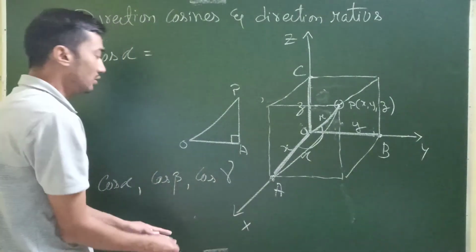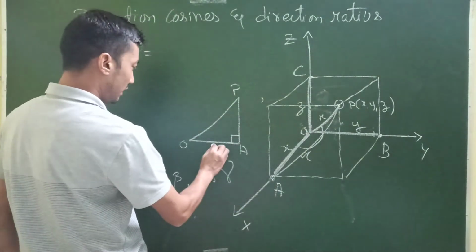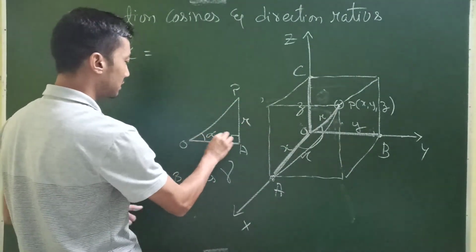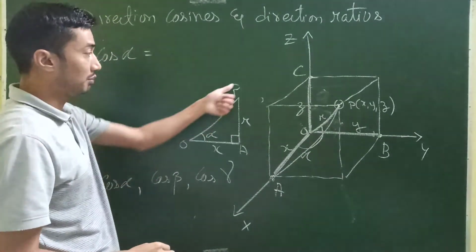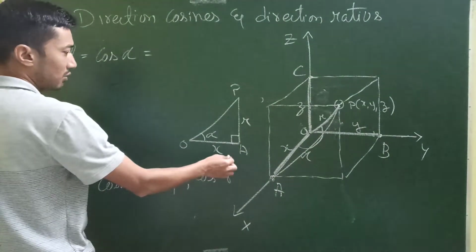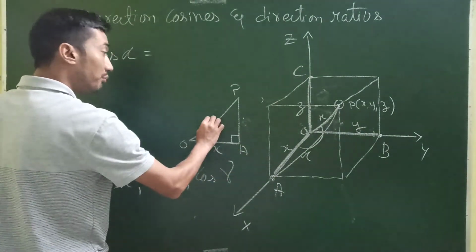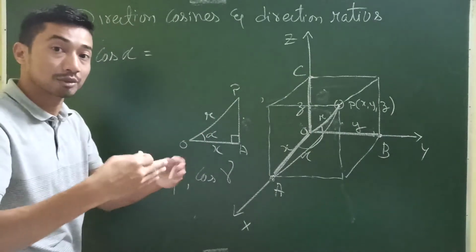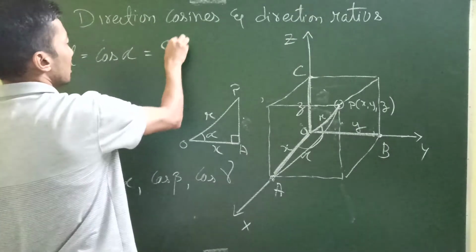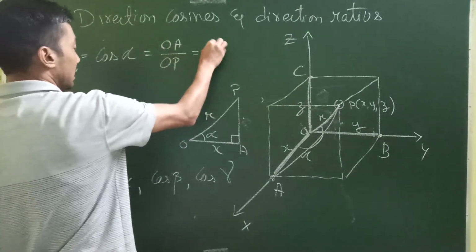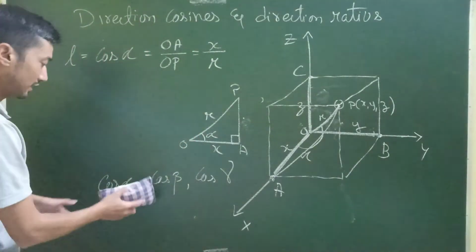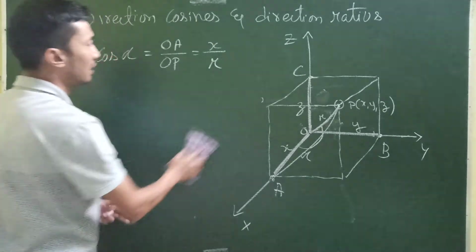Okay, so this OA is X. What is OP? OP is R, the position vector. So how do we find cos alpha? Alpha is the angle made by the point P with respect to the x-axis. Cos alpha is base by hypotenuse, so that's X by R. That is how we find the direction cosines.